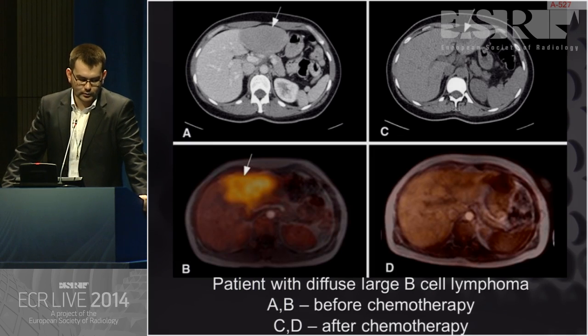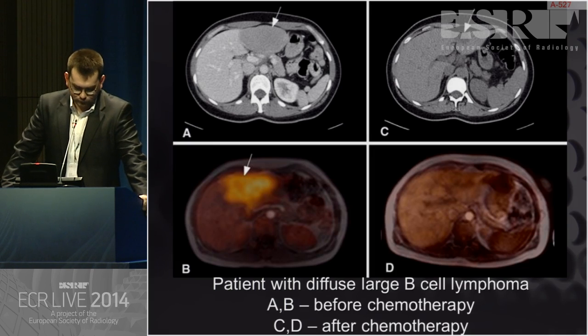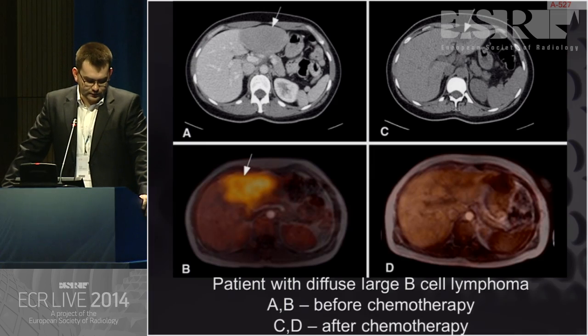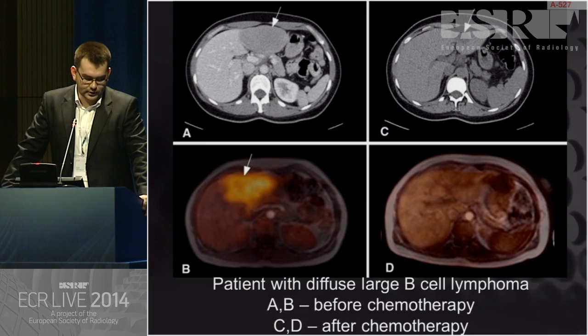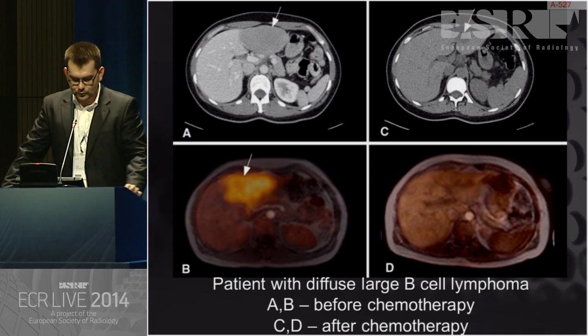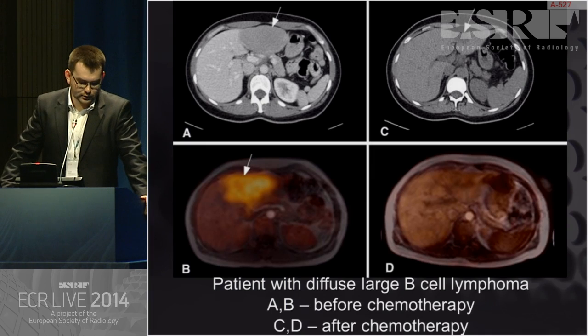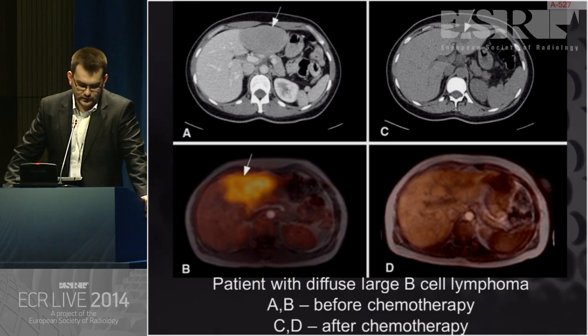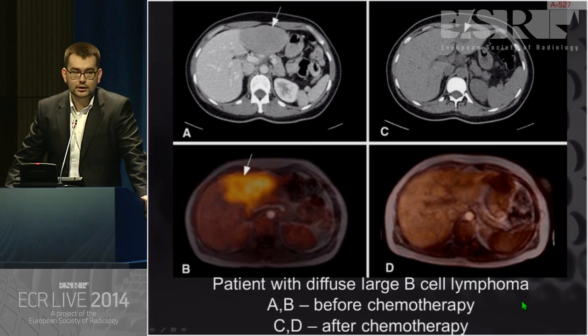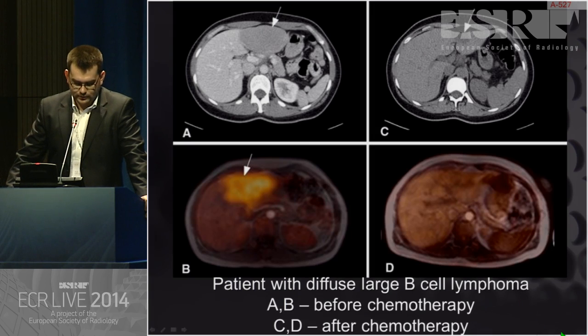showing a hepatic lymphoma manifestation before chemotherapy, and fused FDG PET MRI before chemotherapy with pathological FDG uptake. Then here we can see the residual mass on non-enhanced CT scan and corresponding PET MRI showing no pathological FDG uptake here.